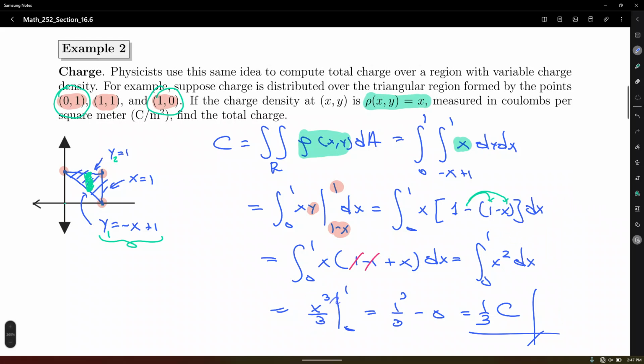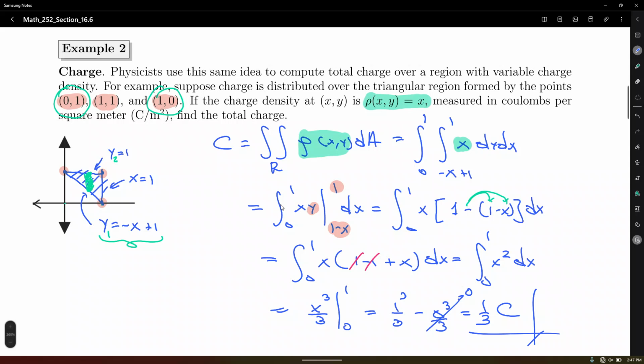That's going to give us an x cubed over 3 evaluated between 0 and 1. All right, that means 1 cubed over 3 minus 0 cubed over 3. Well, this term is simply going to go to 0, and this is going to give us 1/3. And notice the units here, these are going to be coulombs, because those are the units for charge.